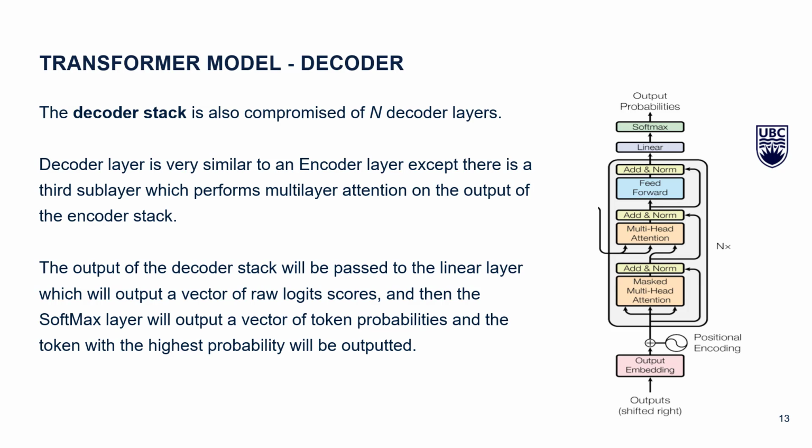The decoder stack is also comprised of n decoder layers. The makeup of the layers is very similar to the encoder layers, except there is a third sublayer which performs multi-head attention on the output of the encoder stack. The output of the decoder stack will then be passed to the linear layer, which will output a vector of raw logit scores, and then the softmax layer will output a vector of token probabilities, and the token with the highest probability will be outputted.